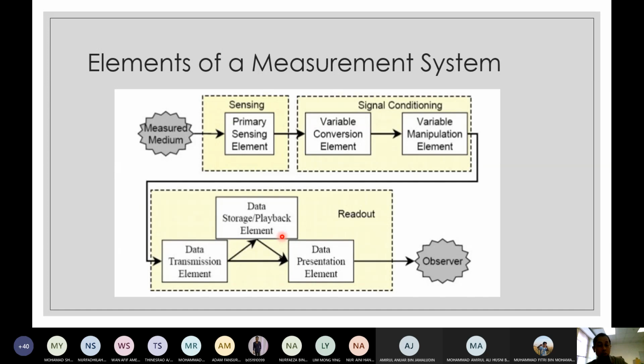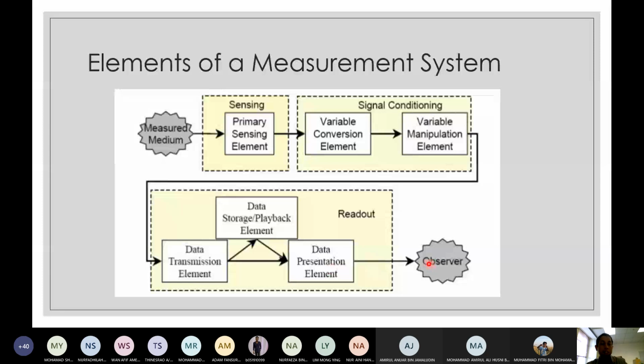Some advanced meters already have this embedded in their software, so we can directly see from the meter what the historical values are. Sometimes we need to download it and view it on a computer or laptop. And then there is the display, or the data presentation element, to the observer.